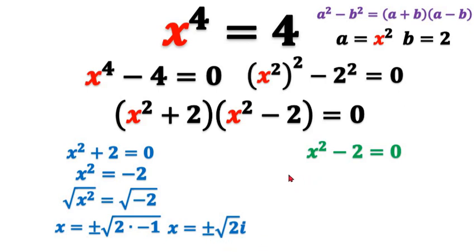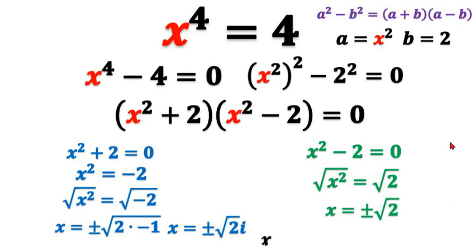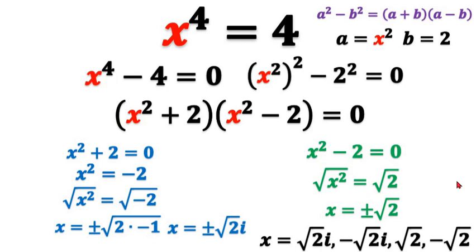Now working on our right side, we would add 2 to the right side and take the square root of both sides like we did before. So if square root of x squared is equal to square root of 2, our squares would cancel, which means x would be equal to plus or minus square root of 2, which means our 4 possible answers are square root of 2 times i, negative square root of 2 times i, square root of 2, and negative square root of 2.